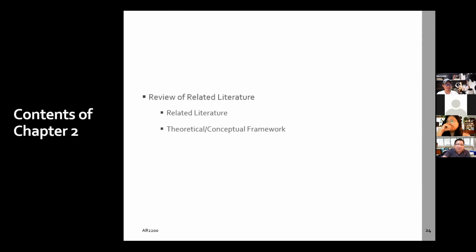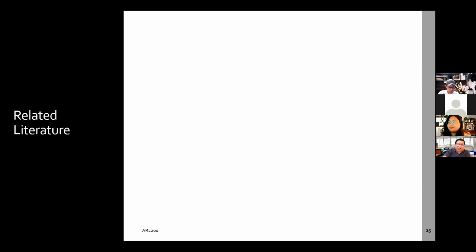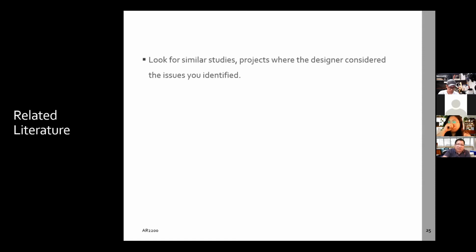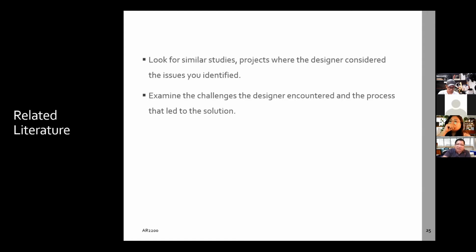So the contents of chapter 2 is review of related literature and theoretical concept or conceptual framework, sorry. So look for similar studies, projects where the designer considered the issue you identified. You have the internet full of projects, no? Examine the challenges the designer encountered and the processes that led them to the solution. Okay, so don't just show a project and then show information about where it is built, when it was built, who built it, who designed it, and then that's it.